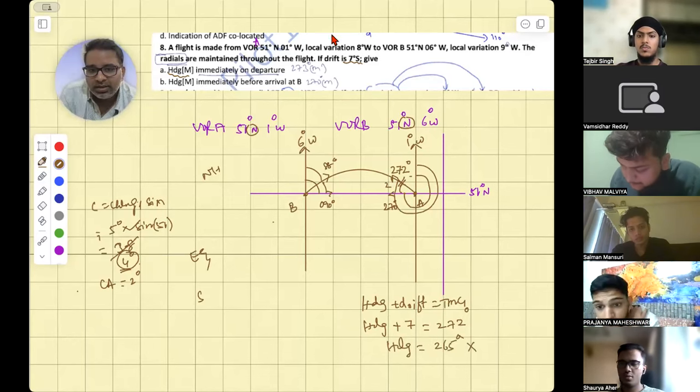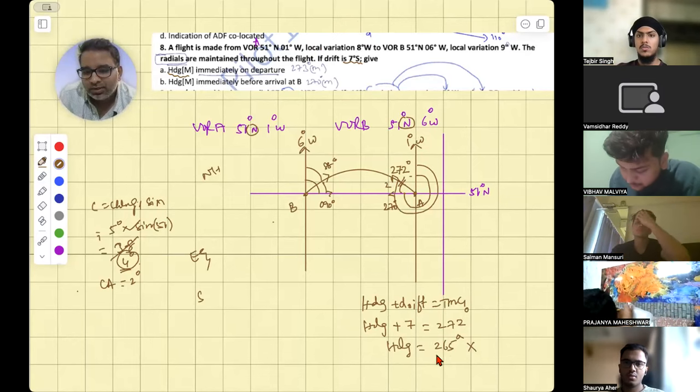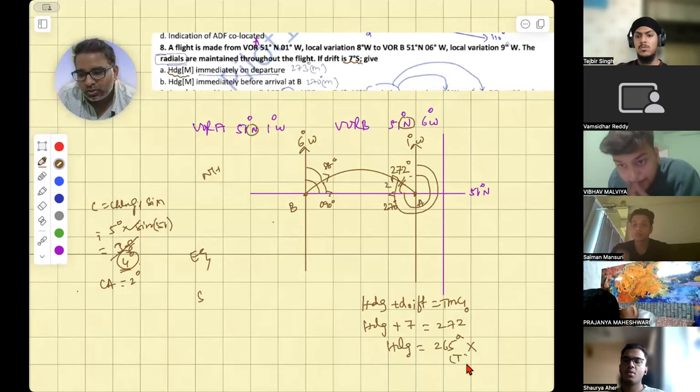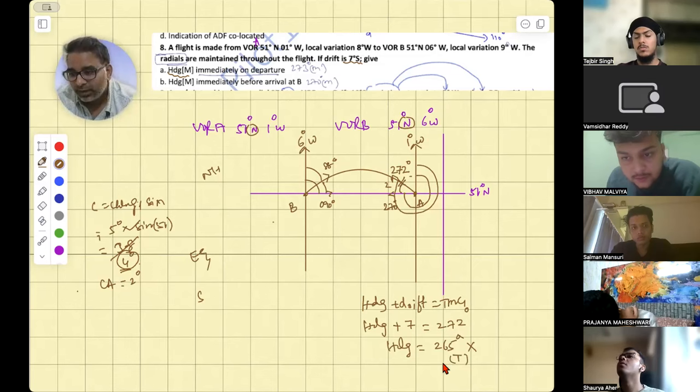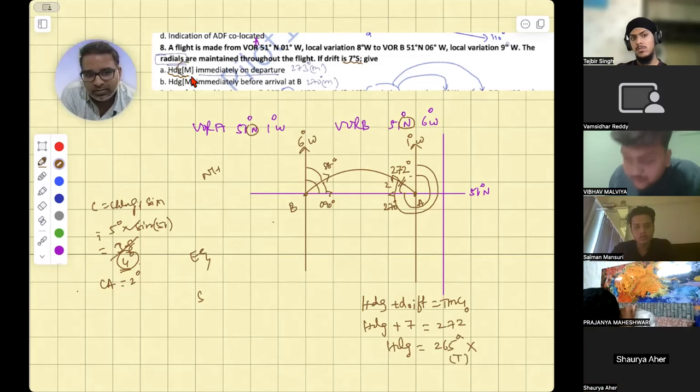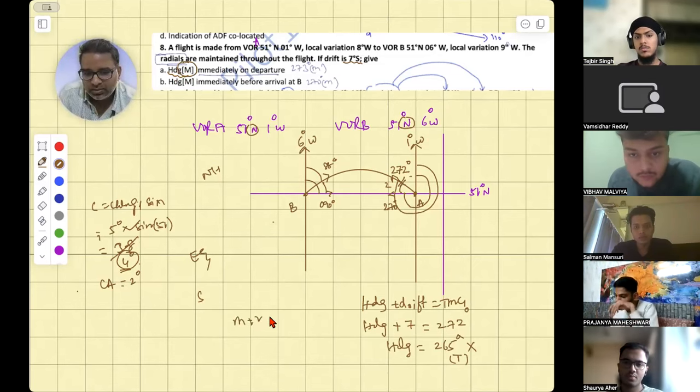No. Why? They have given variation. So your heading true is 265. You got it? Yes, sir. They have asked for your answer in magnetic heading. So M plus V is equal to T. Simple. T is 265.